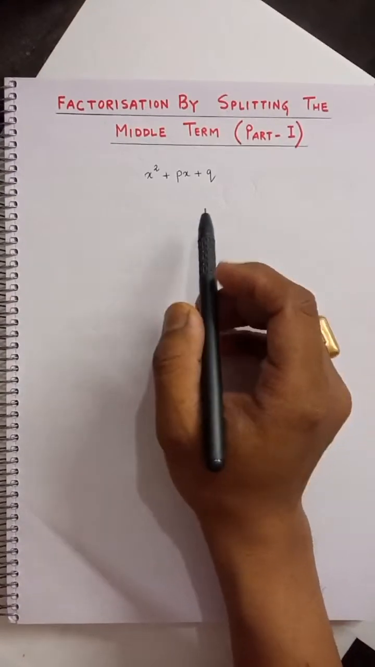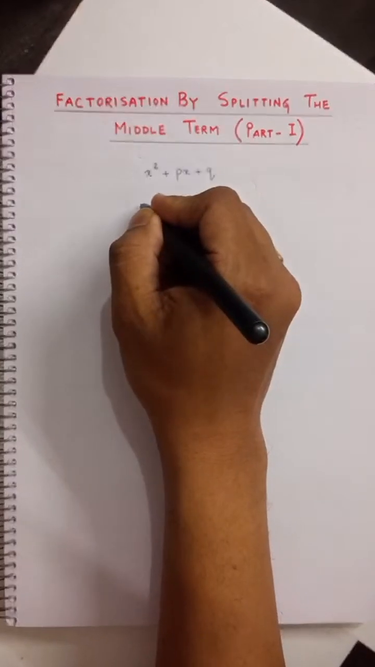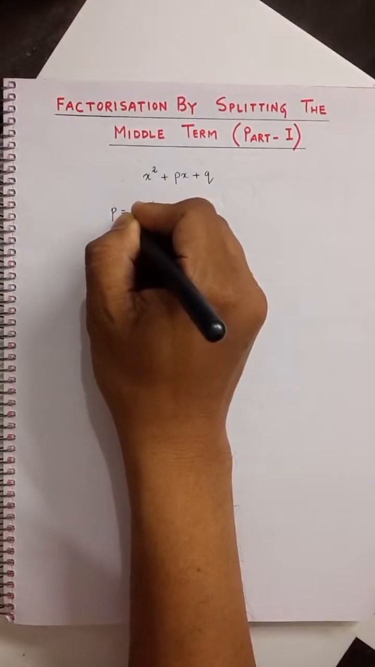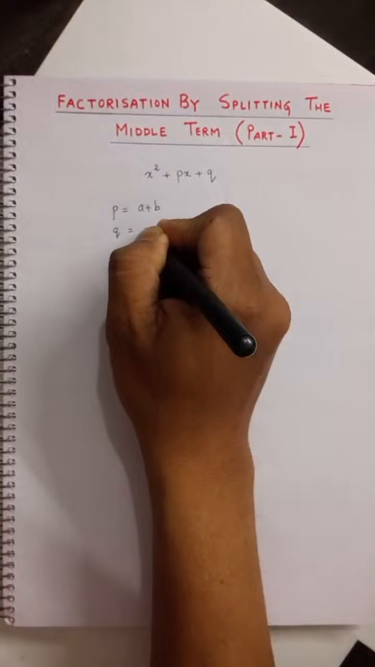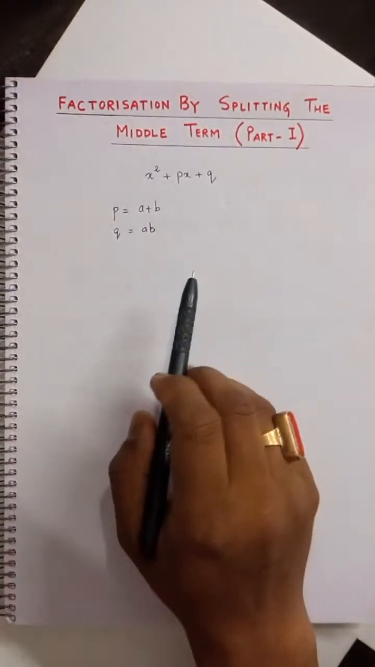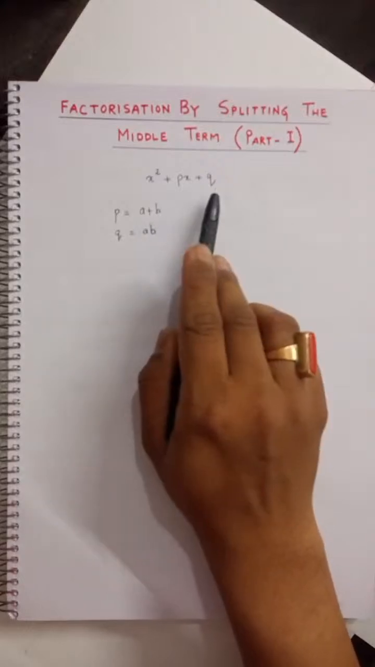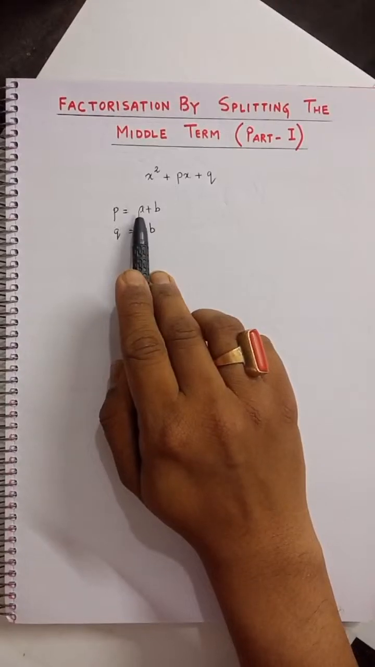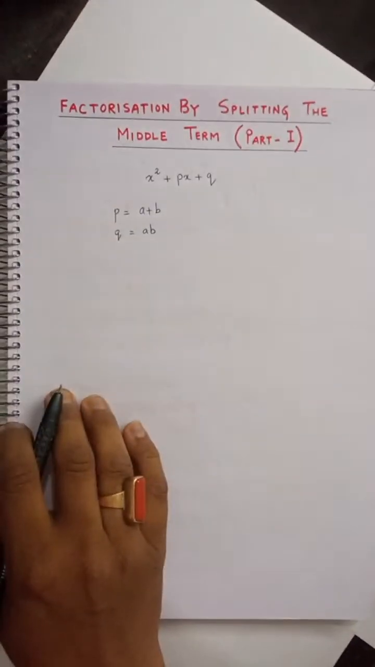So we have to find two numbers a and b such that p equals a plus b and q equals ab. That means the middle term has to be the sum of two numbers, and the constant term q has to be the product of those same numbers. So let's try with an example.